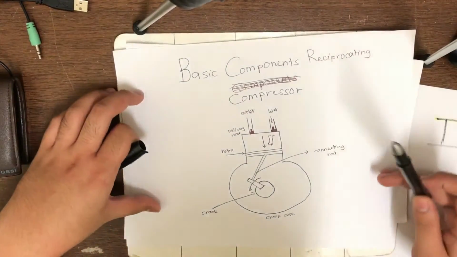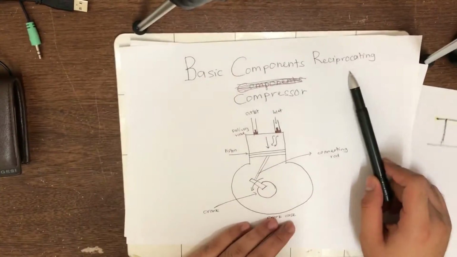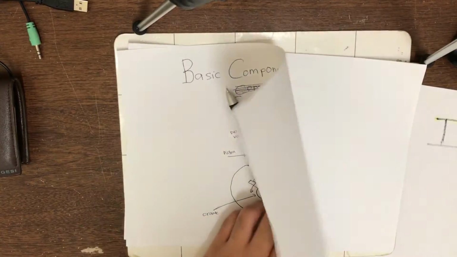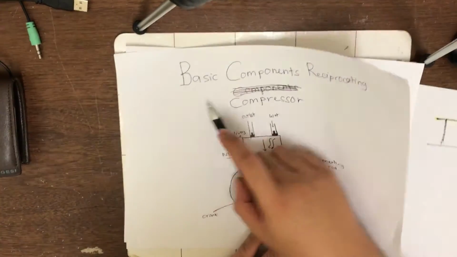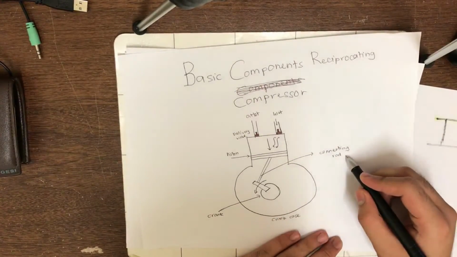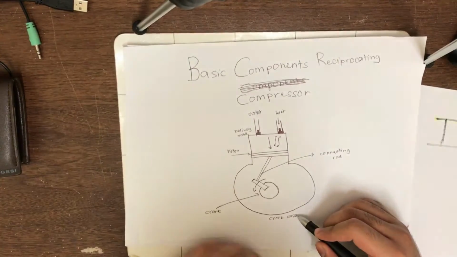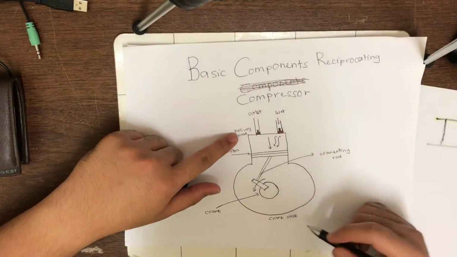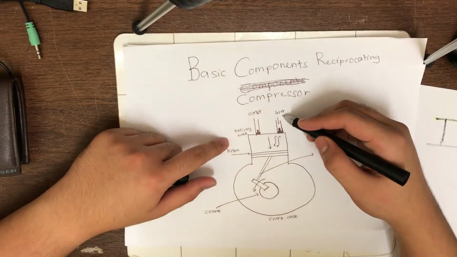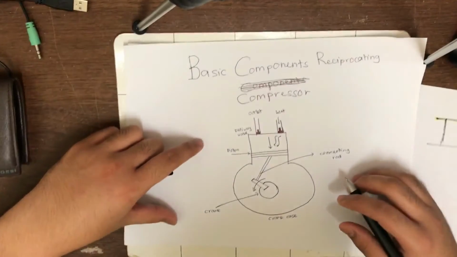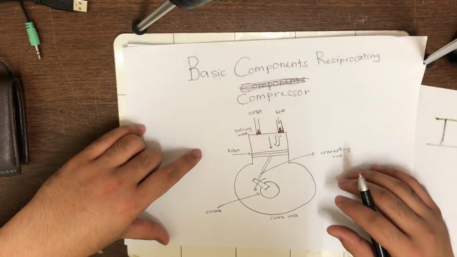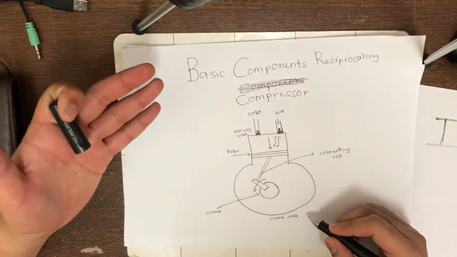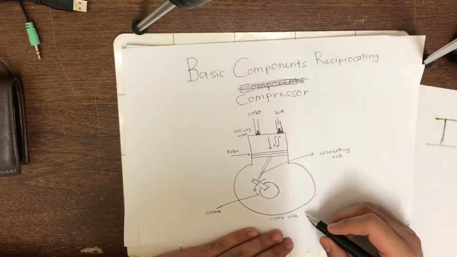Now we go through the basic components of the reciprocating compressor. A compressor has the connecting rod, the crankcase, the crank, piston, delivery valve, outlet and an inlet. For the first one, I want to explain the crankcase. The crankcase encloses the compression volume.